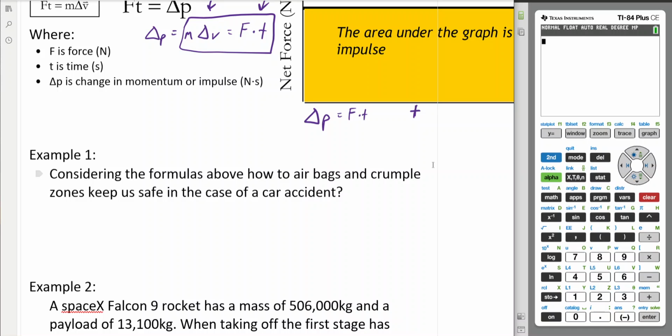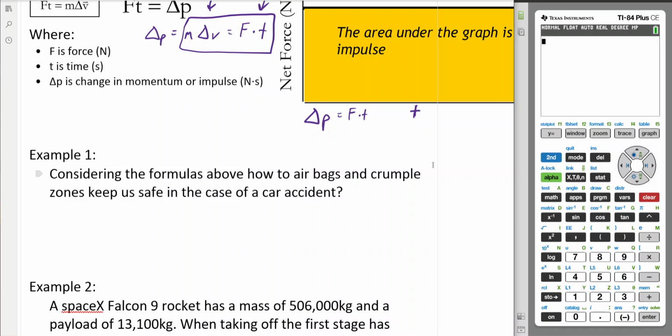So airbags and crumple zones, how do they keep us safe? Well, they can't really change the mass of who you are, right? That's still what it is. And they can't even change the delta V. Because you're going from, let's say, 30 kilometers an hour to 0 kilometers an hour pretty quickly. Okay? So the delta V doesn't change. But what they can do is they can lower the force on your body.